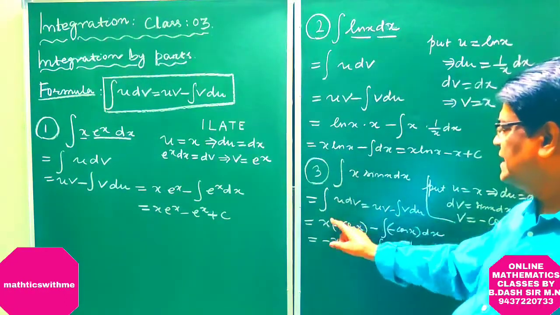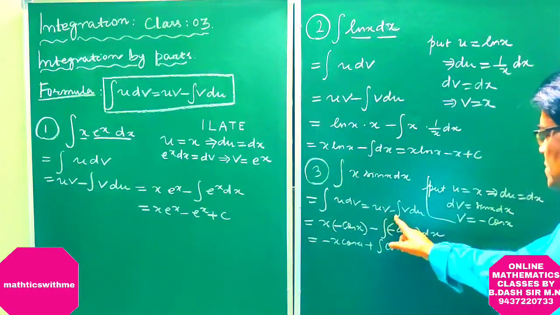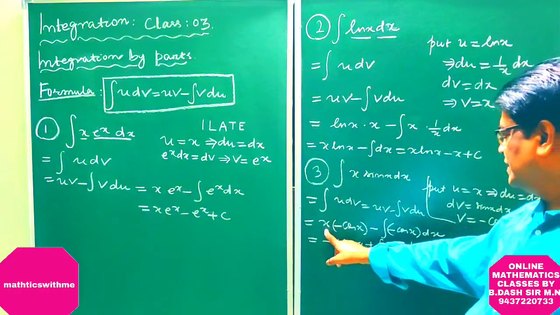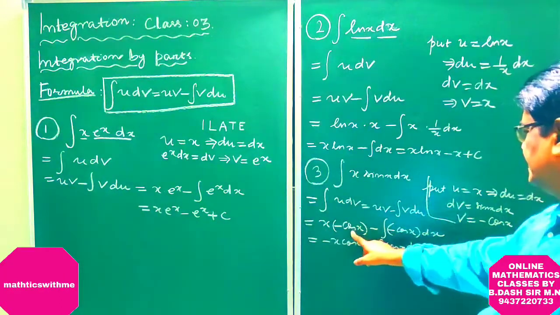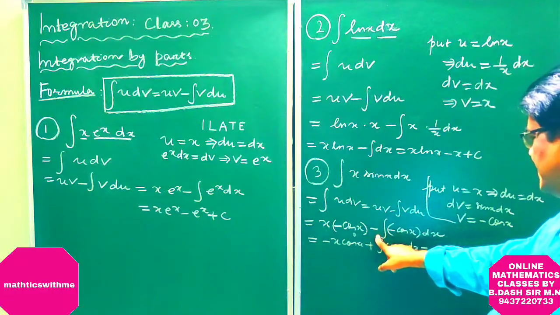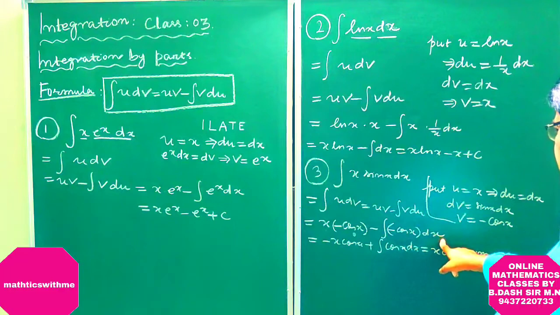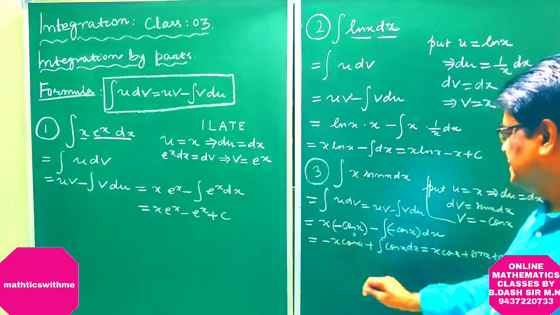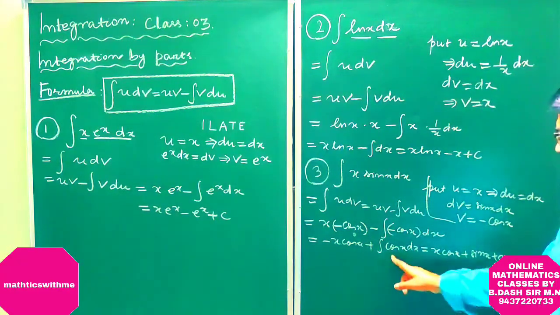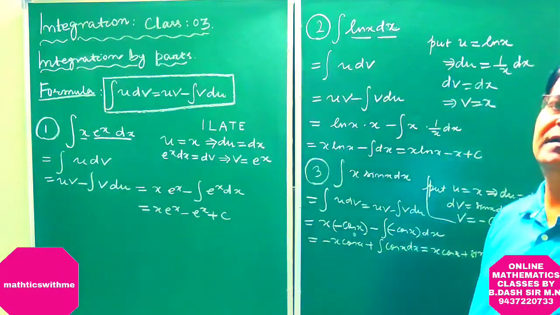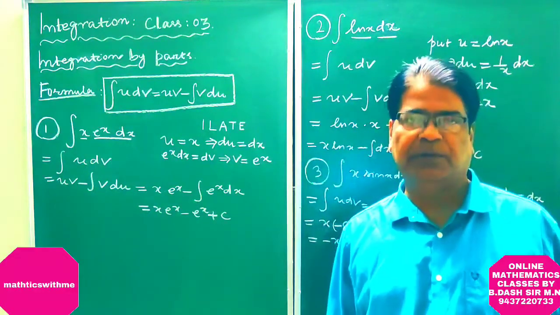So now the given integral is the integral of u dv, which is equal to uv minus the integration of v du. Here u is x, dv is cos x dx, so v is minus cos x, and du is dx. So this is minus x cos x plus the integration of cos x dx. The integration of cos x is sin x, plus c.